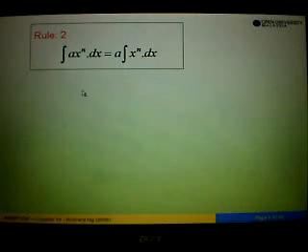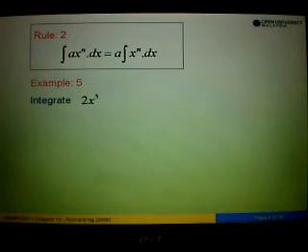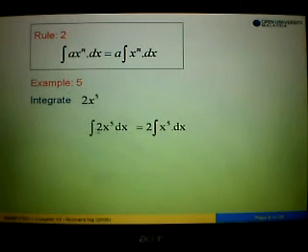Let's look at rule 2 here. If we are asked to integrate ax to the power n, what we can do is take out a and then integrate x to the power n. For example, if we are asked to integrate 2x to the power 5, we can take out the 2 first, then integrate x to the power 5.